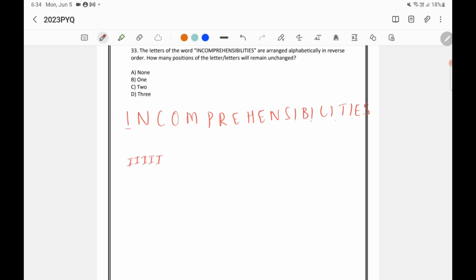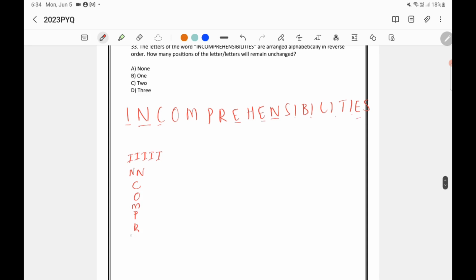Now how many N's are there? 2 N's are there. This is 1 N and this is 1 N, so 2 N's. And C, only 1 C is there. O, only 1 O is there. Similarly M is 1, P is 1, R is 1, then E is 1, 2 and 3 E's are there. So I am writing 3 E's. Then H is coming one time, then S is coming 2 times. So S is there 2 times.